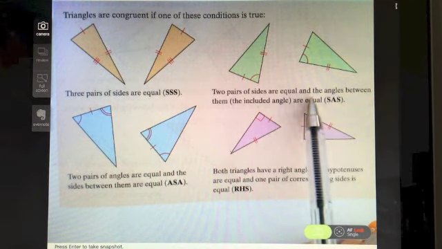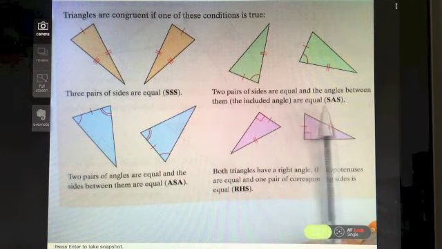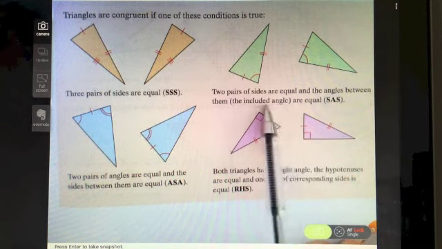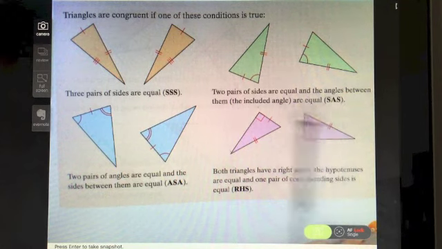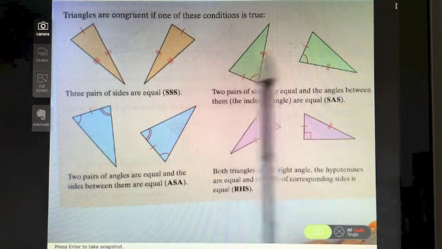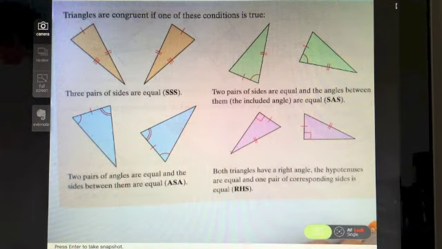Now there's one little stipulation about this one, you've got to be very careful. It has to be the included angle. In other words, it has to be the angle between the two sides. If it's one of these other angles over here, that would not prove that everything is exactly the same. So it has to be the angle in between the two sides. But if you have that, you know for sure the two sides are equal and the angle in between them are equal, then you can say with certainty that the two triangles are exactly the same. So you can prove congruency.